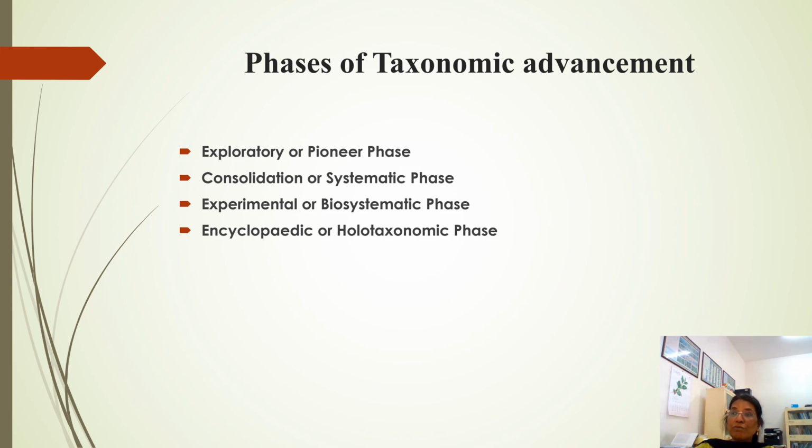Last, the encyclopedic or holotaxonomic phase. Here, not only are the previous three phases attained, but information on all the botanical fields is also available. This information is assembled, analyzed, and a meaningful synthesis of the analysis is provided for understanding phylogeny. Collection of data, analysis, and synthesis are the jobs of an independent discipline of systematics, referred to as numerical taxonomy.